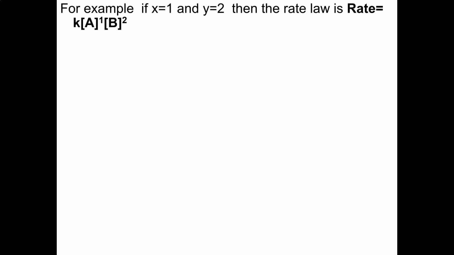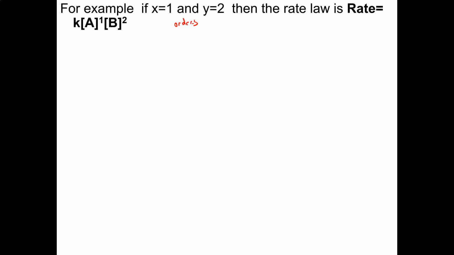So for example, if x equals 1 and y equals 2, then the rate law is rate equals k, A to the first, B to the second. There are only 3 options for your orders, which is what the 1 and 2 represent. They're called the rate orders. So the rate order is either going to be 0, 1, or 2. That's it. That's all your options. There's no 3, 4, 5, 6. So I want to cut to the chase and just tell you 0, 1, 2.